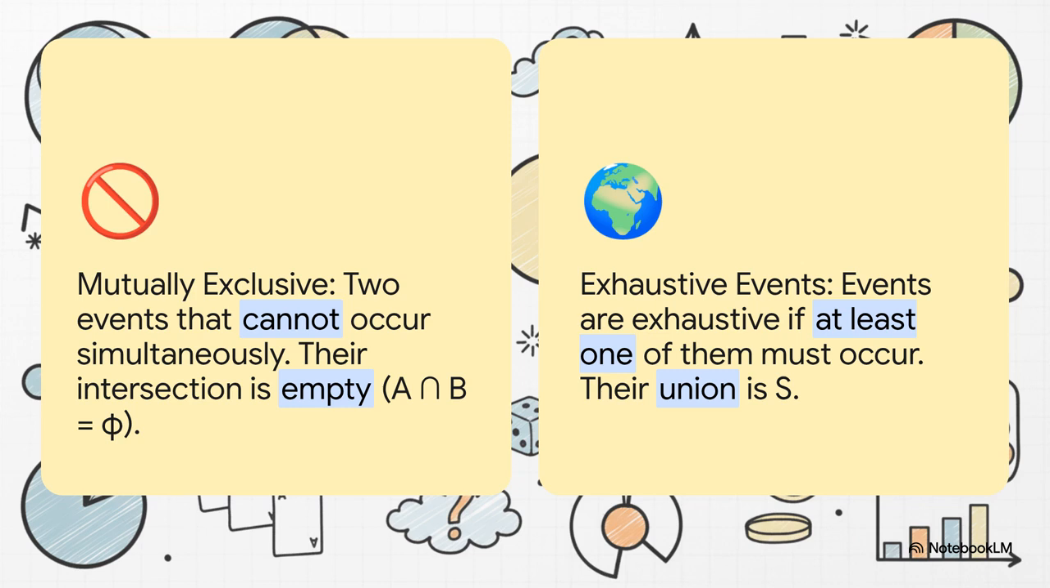Now, what about exhaustive? This means that when you put the events together, they cover all the possibilities. There's nothing left over. So for a die, the events getting an odd number and getting an even number are exhaustive. Why? Because together, they make up the whole sample space. 1, 2, 3, 4, 5, 6.